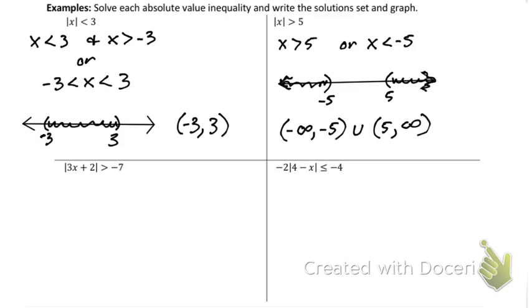So let's think about the possibilities of this. Can absolute value of 3x plus 2 equal negative 7? No. Can it equal negative 6?